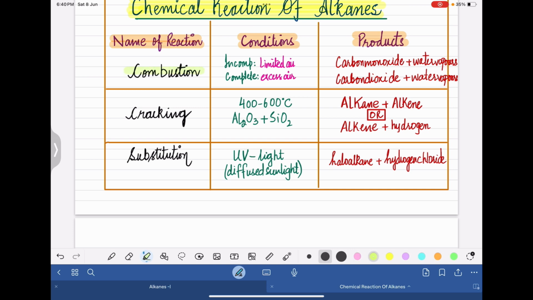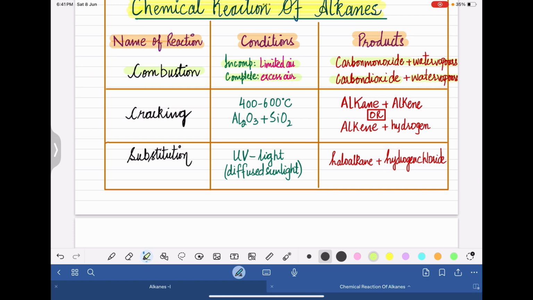In combustion, alkanes are burnt either in a limited supply of air, which is known as incomplete combustion, and the products formed are carbon monoxide and water vapor. Whereas if burning takes place in an excess supply of air, complete combustion takes place and carbon dioxide and water vapor are formed as the products.